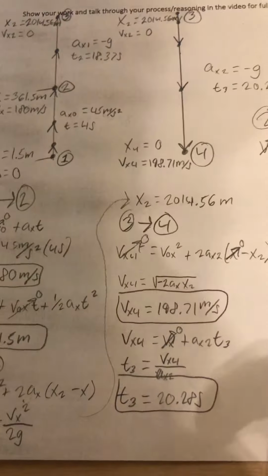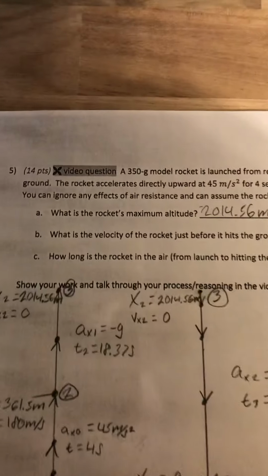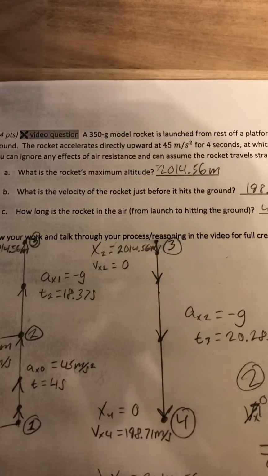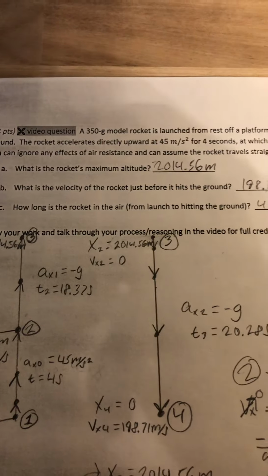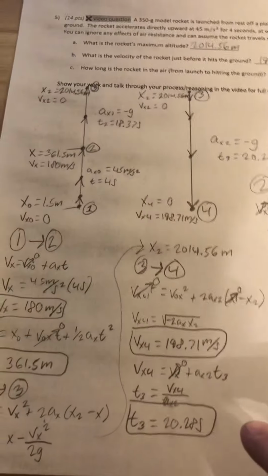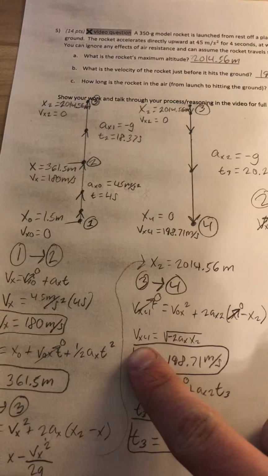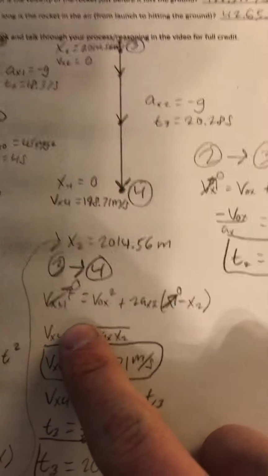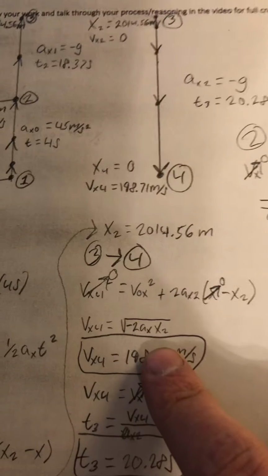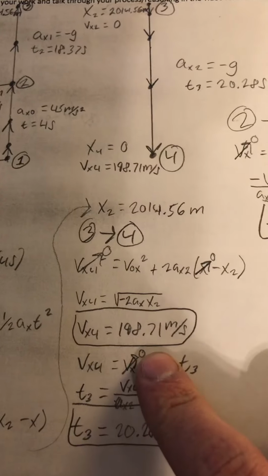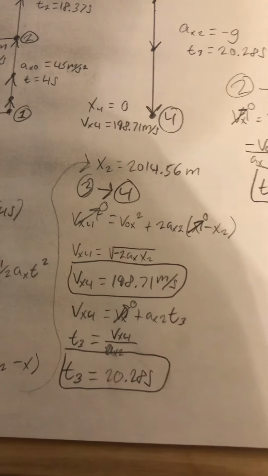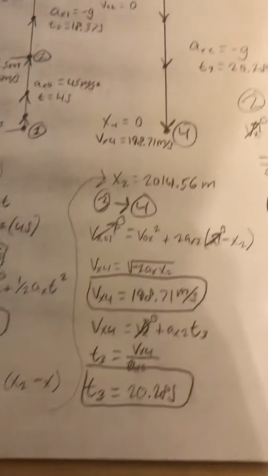That was one of the questions, letter A. Then to find the velocity of the rocket right before it hits the ground, I use this equation right here, solve for what I need, and then plugged it all in. I got 198.71 meters per second.